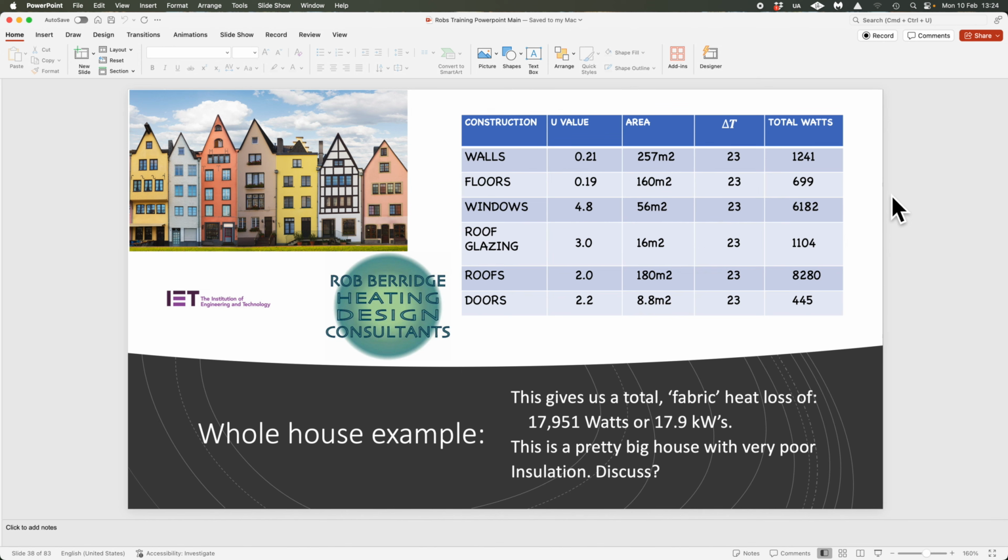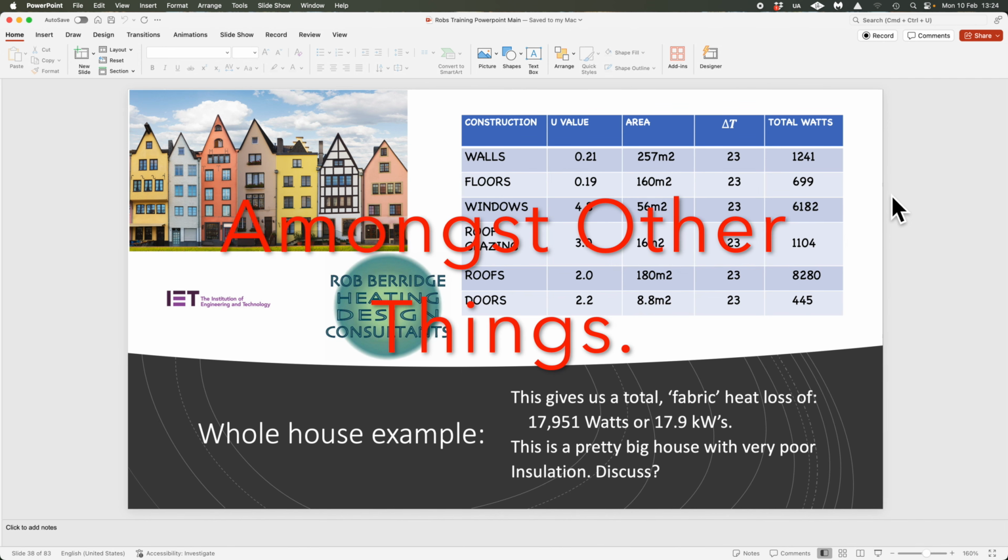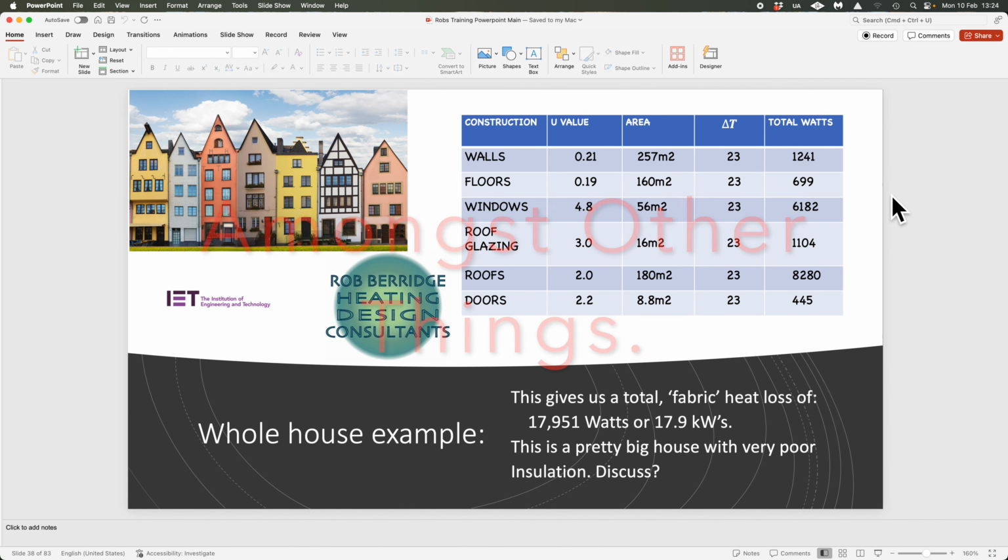I poked my head up in the roof. There was basically no insulation up there whatsoever. And there's 180 square meters of it, as you can see from this point here. So we had a U value of 2 on that. So 2 times 180 times 23, which is your delta T, we are losing nearly 8.3 kilowatts out of that roof space.